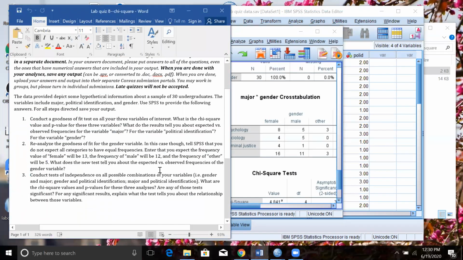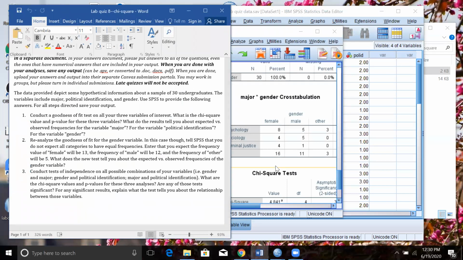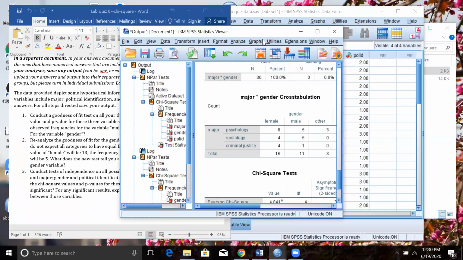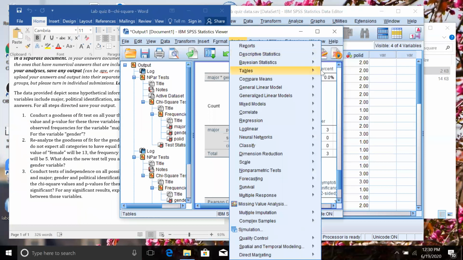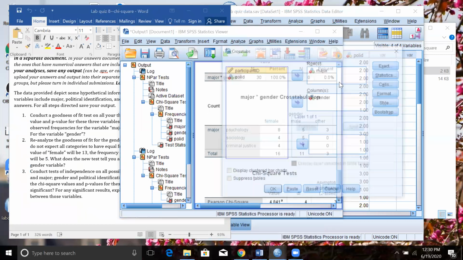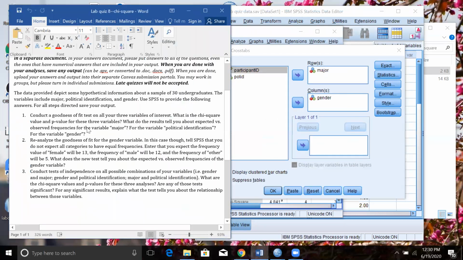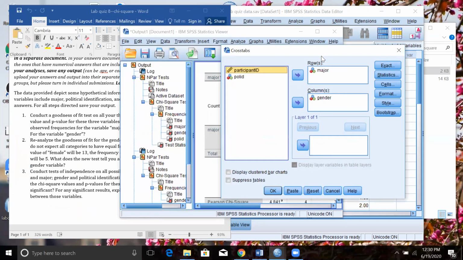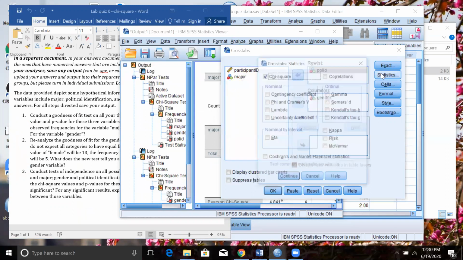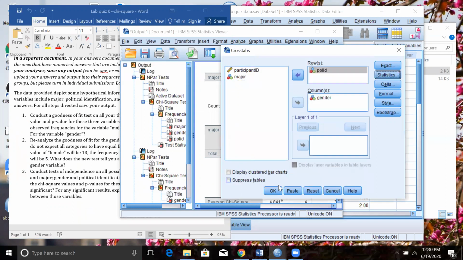Okay, so we're going to do all possible combinations. So gender and major. Now we're going to do gender and political identification. Again, chi-square should still be selected if you don't change anything. Which one you put in row and which one you put in column will just impact the orientation of your cross-tabulated frequency table, but it does not impact the actual chi-square computation. So if you have these reversed, you should get the same result.